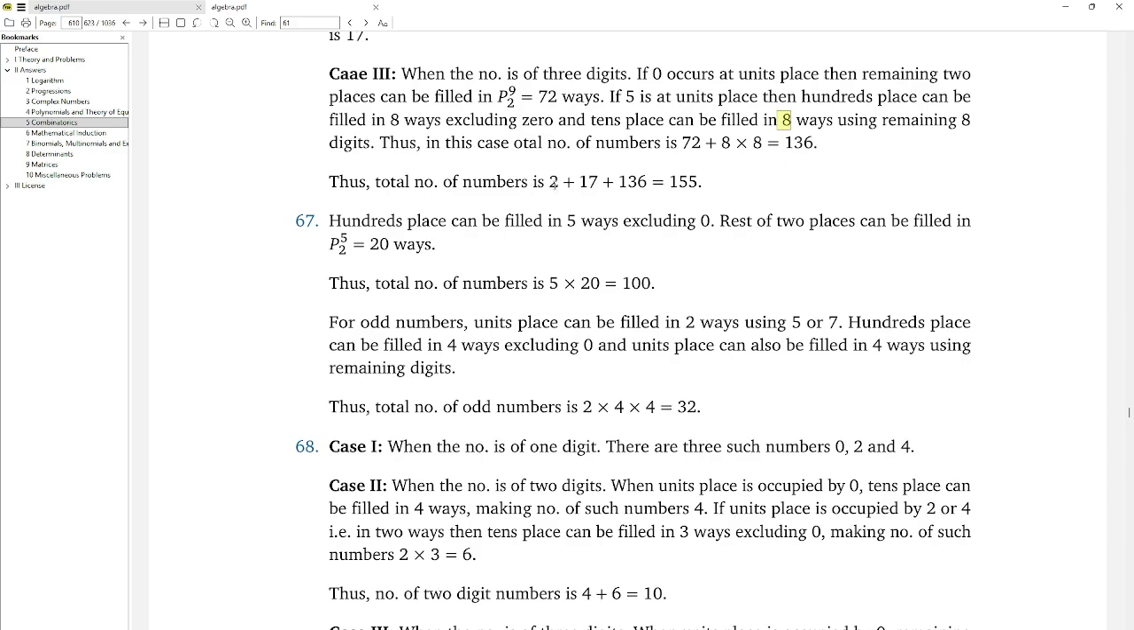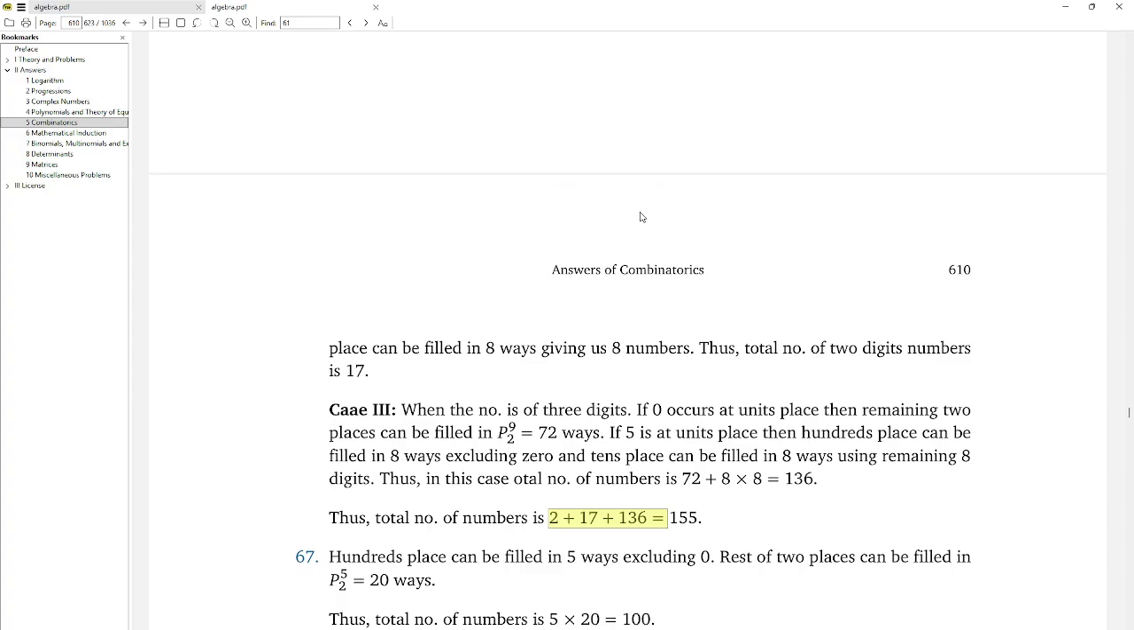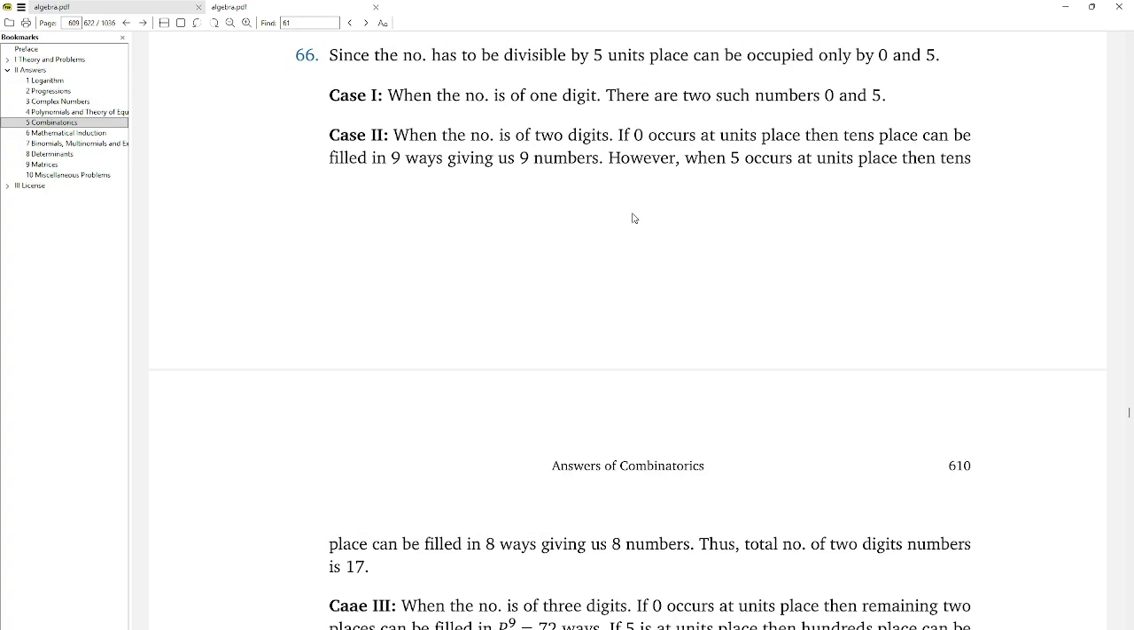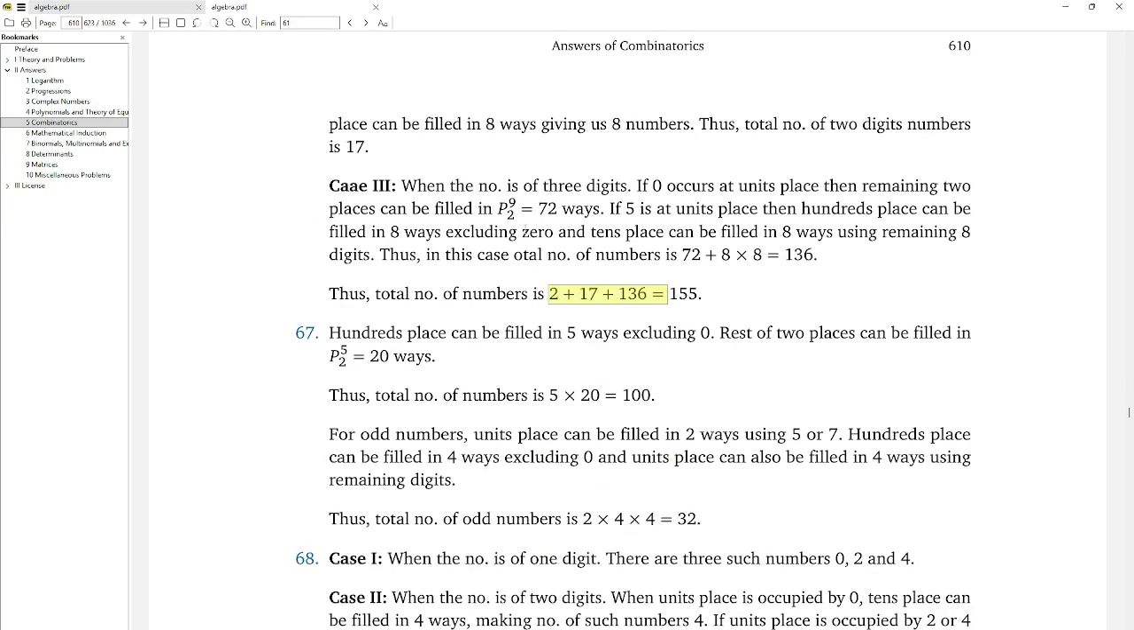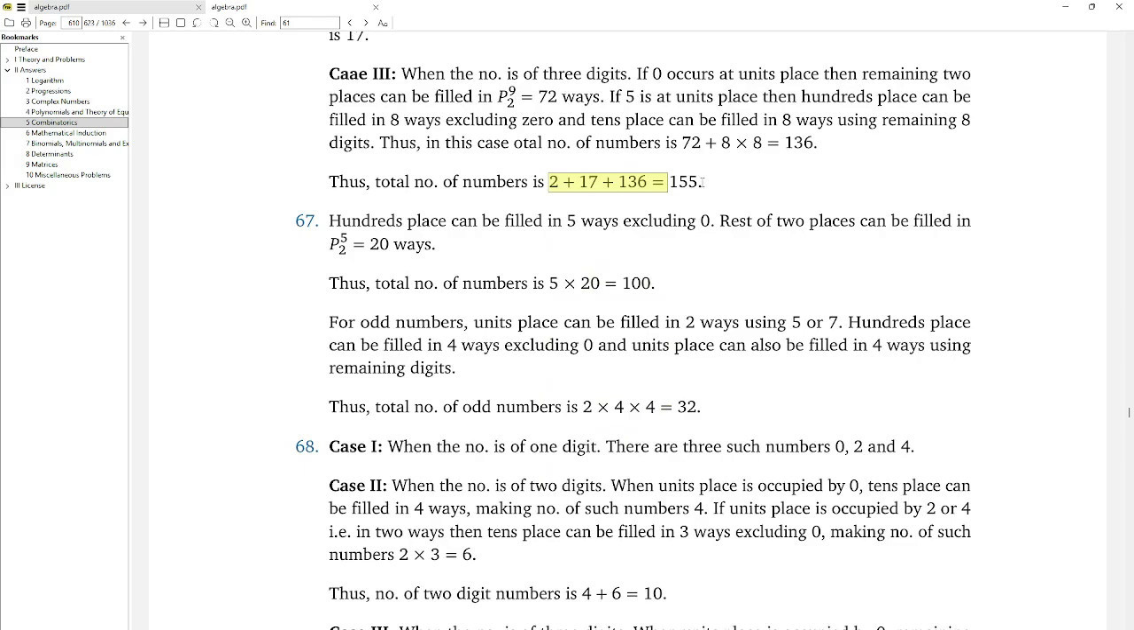The total number of numbers is 2 plus 17 plus 136. 17 from the second case, right? Yeah, 9 plus 8, 17. The total is 155.